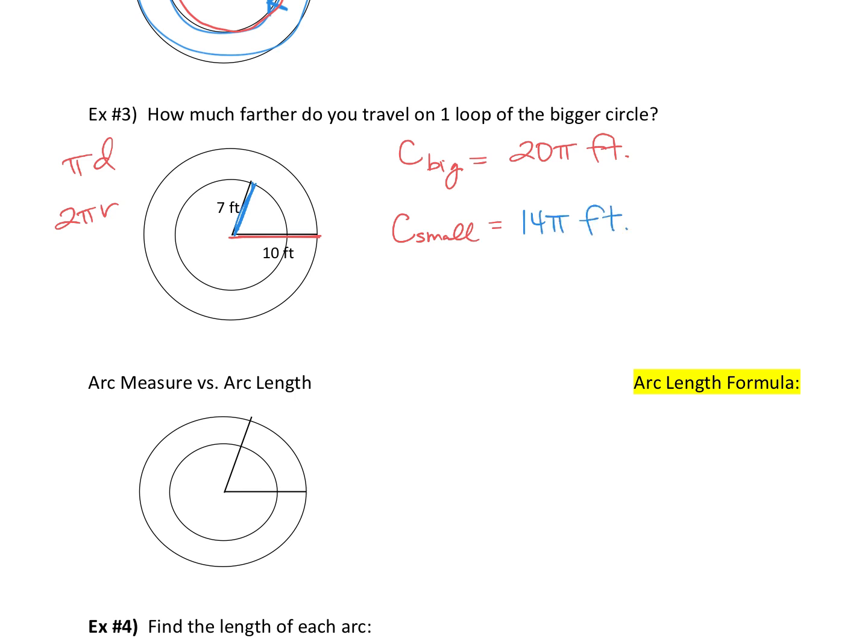The question is, how much farther do you travel on one loop of the bigger circle? What do you do? Subtract them. Yeah, 20 pi minus 14 pi means you go 6 pi feet farther on the outside loop than the inside loop. That NASCAR driver is putting a lot more wear and tear on those outside tires than the inside tires, right?